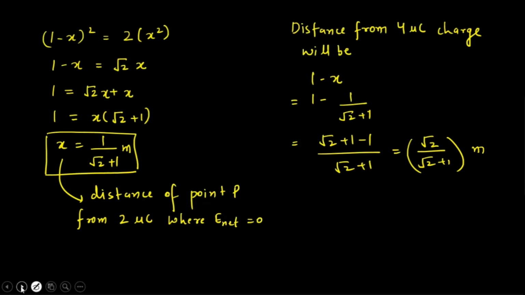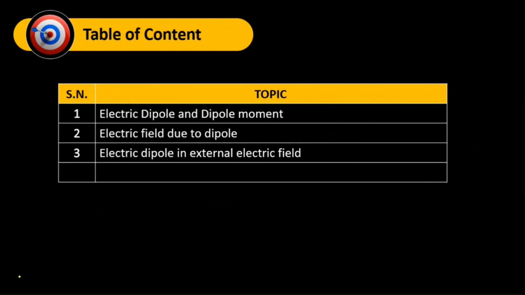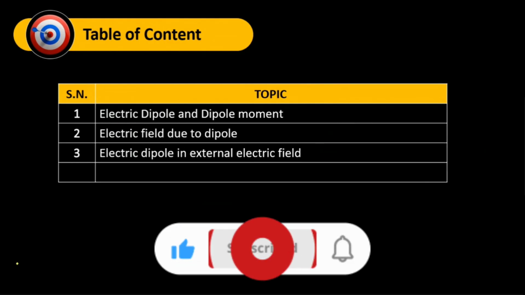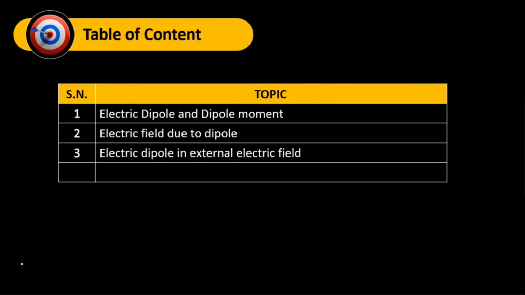Let's start our today's session. So today we have to talk about electric dipole and dipole moment, as well as electric field due to a dipole at various points, that is axial and equatorial. You might have covered these topics in the class also. Also, we are going to talk about an electric dipole in an external field, that is, how the dipole reacts when it is placed in an external electric field.